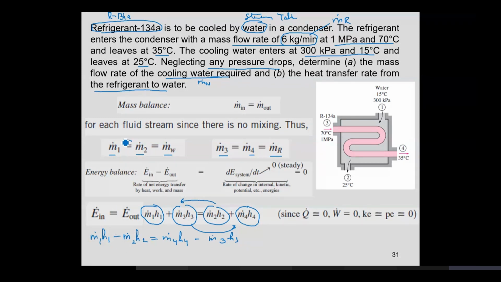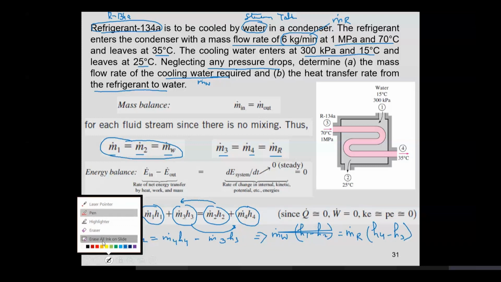Since I know from the mass balance equation that m dot 1 and m dot 2 are the same, I can express the equation in this form: m dot water, which is common, times h1 minus h2, is equal to m dot refrigerant, and m dot 3 and 4 are the same, times h4 minus h3. This would be my modified equation for the energy transfer.